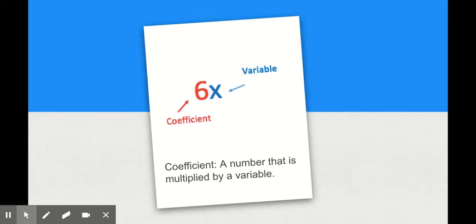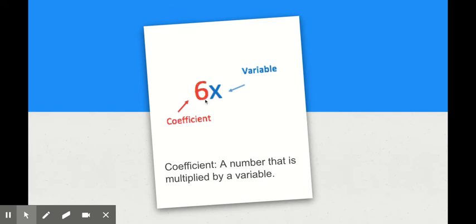We can identify a coefficient by seeing if there's ever a number directly next to a letter. So in this example, 6x, there's no sign there between them. There's no addition sign, there's no division sign or anything like that. It just says 6x. That 6 is actually being multiplied by the x. So when we see a number and a letter next to each other like this, we can assume that they're being multiplied by each other.